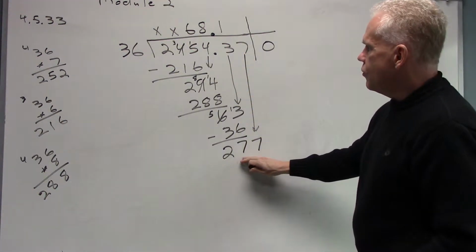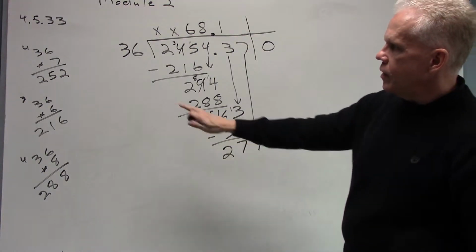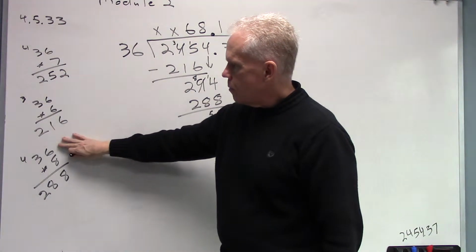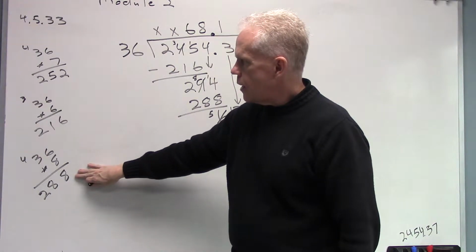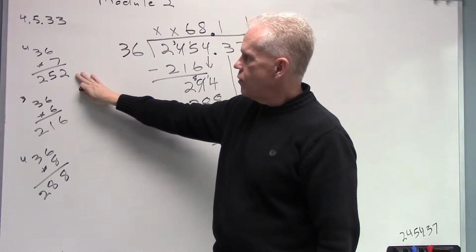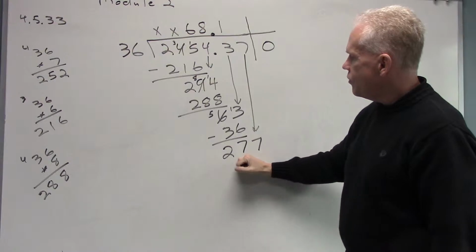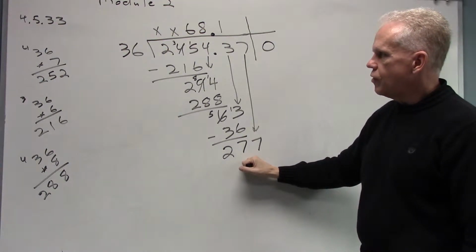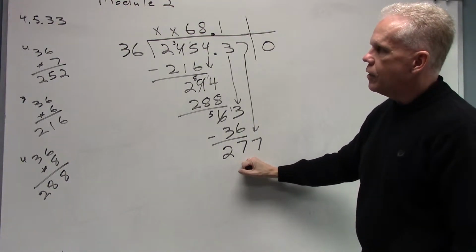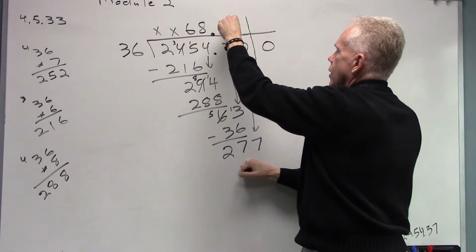All right, now I'm back up to 277. I'm close to some of the numbers I was working with over here. Remember, 36 times 8 was 288. 36 times 7 is 252. I need it to be less than 277, but as close as I can get. So I'm going to use the 36 times 7 right here.